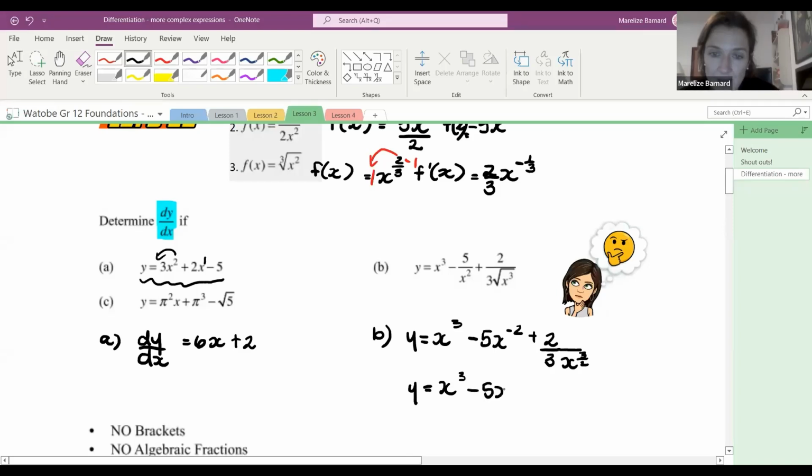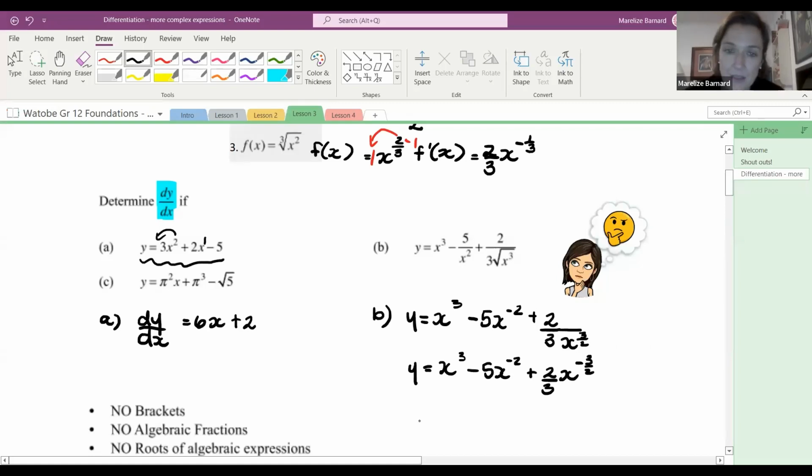Then that gives me 5x to the power of -2. Now the last step is to get that x to the power of 3/2 to be x to the power of -3/2, because we don't want it in the fraction. It needs to be in the numerator. And now we are ready to differentiate. So dy by dx. Pillow and Hope, well done. Let's see if you were right.